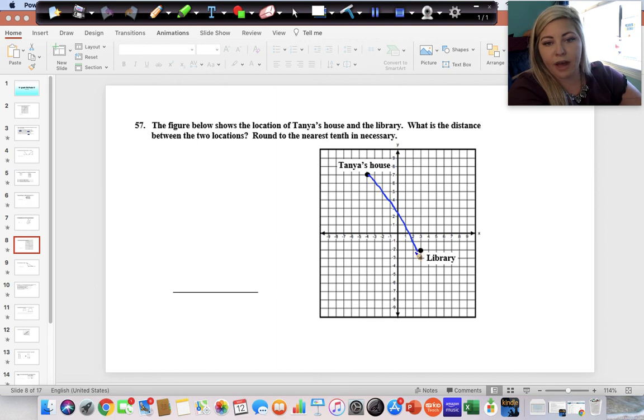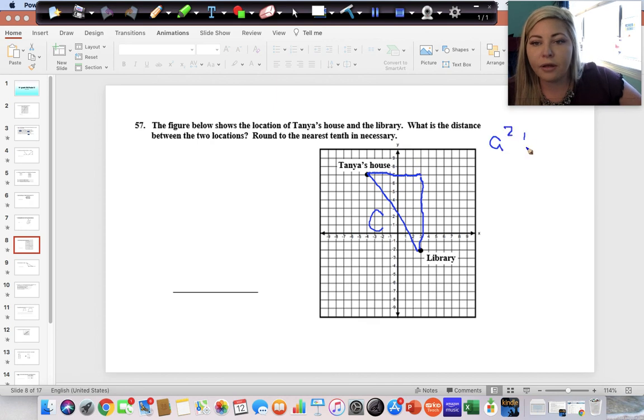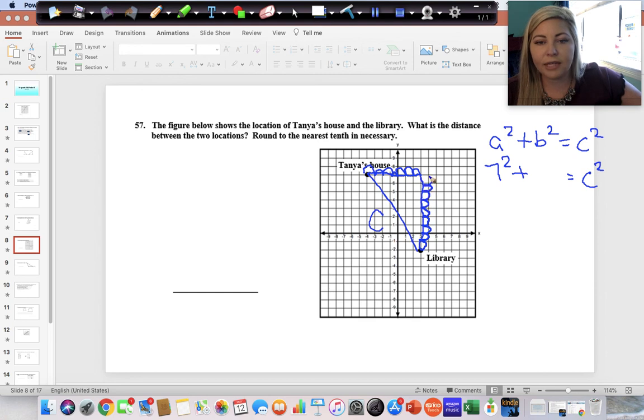In order to find that, we can make a triangle, and so we are finding the c of this triangle. So I need to do a squared plus b squared equals c squared, and we are trying to find c squared. So my a is 1, 2, 3, 4, 5, 6, 7. So 7 squared, and my b is 1, 2, 3, 4, 5, 6, 7, 8, and 9.